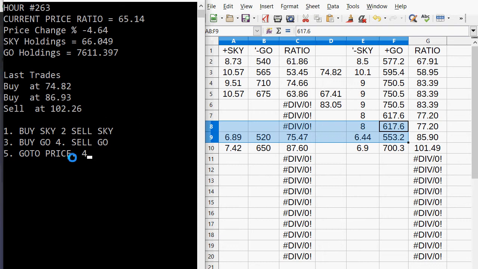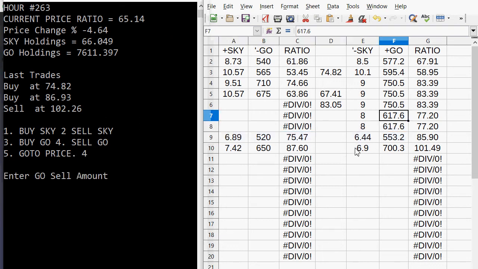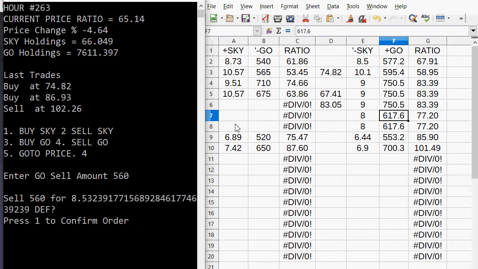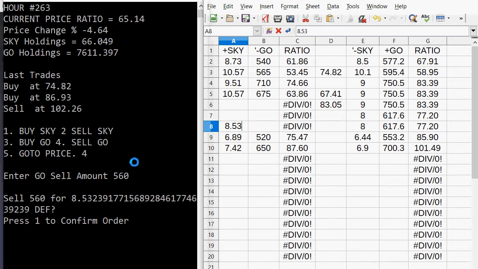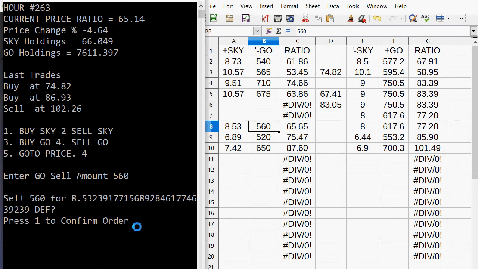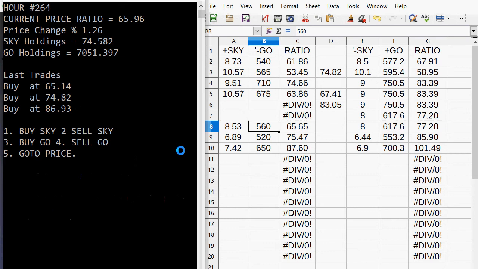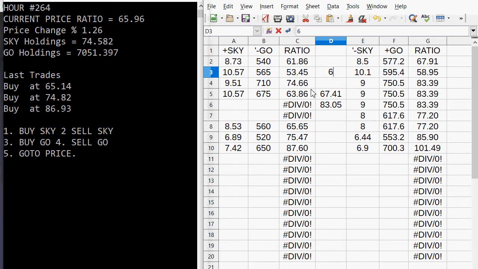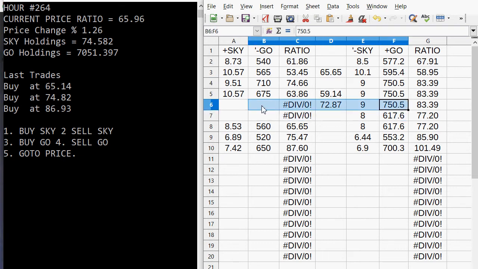So it's going to be selling the go. 617 came in from this one. If we unload, say, 560, we had 8. We would gain 8.5. So let's make that trade. Gain the 0.53 and gain 57 plus on the other side. And now let's see the next one. So 65 will either be, and technically I got to cover this one here too. That's a much higher one to cover. So maybe we'll do that one next. But it all works out. So 59.14 or 72.87.